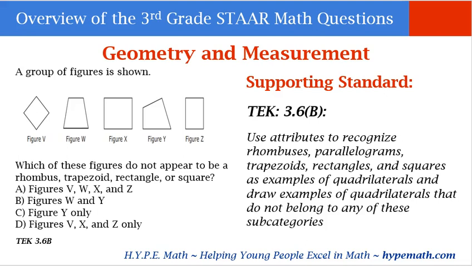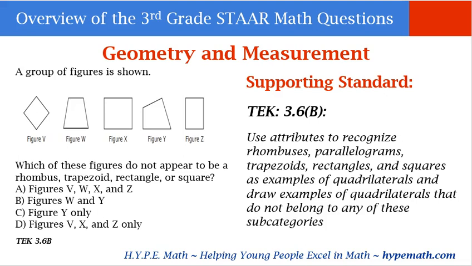Let's look at a supporting standard, TEAC 3.6B. Use attributes to recognize rhombuses, parallelograms, trapezoids, rectangles, and squares as examples of quadrilaterals, and draw examples of quadrilaterals that do not belong to any of these subcategories. Now, I know your eyes may be glazing over, parents. It's okay. Just giving you an example to show you how important it is for you to understand the math concepts your 3rd grader was required to learn in order for them to be successful in their math journey, okay?